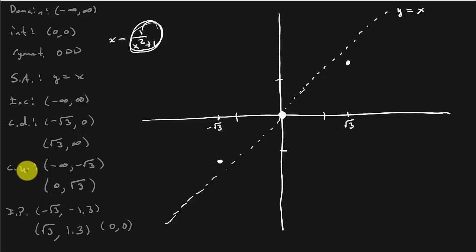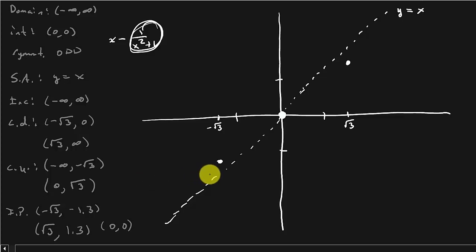All right. So anyway. Long video. So from negative infinity to negative square root of 3, this thing's concave up. But then once it hits this point, from negative square root of 3 to 0, it changes to concave down. And then from 0 to positive square root of 3, it changes back to concave up, and then back to concave down.